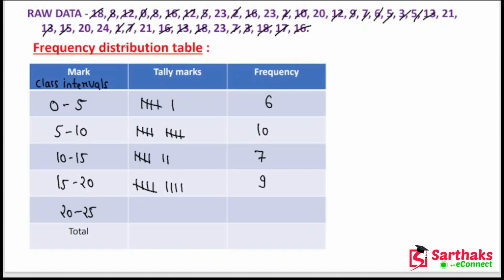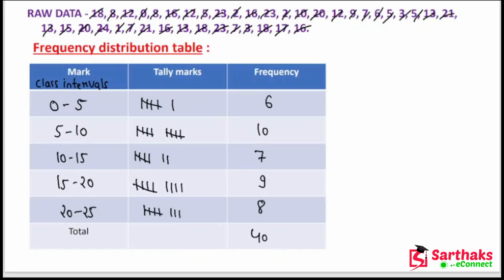Then from 20 to 25, 1, 2, 3, 4, 5, 6, 7, and finally 8. So we have 8. Now let us see the frequency. The total should be 40. So 6 plus 10 is 16, plus 7 is 23, plus 9 is 32, plus 8. So yes, we get 40.